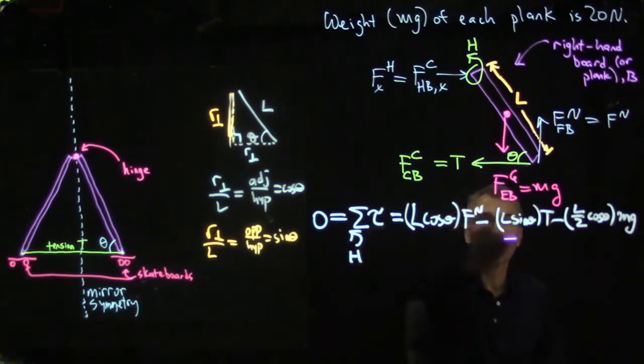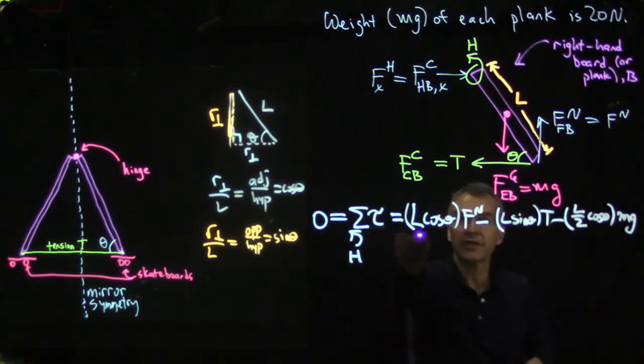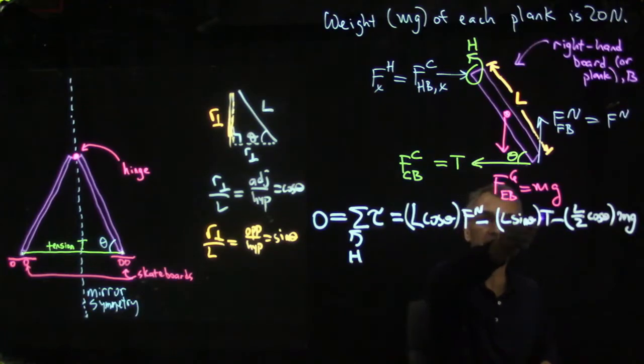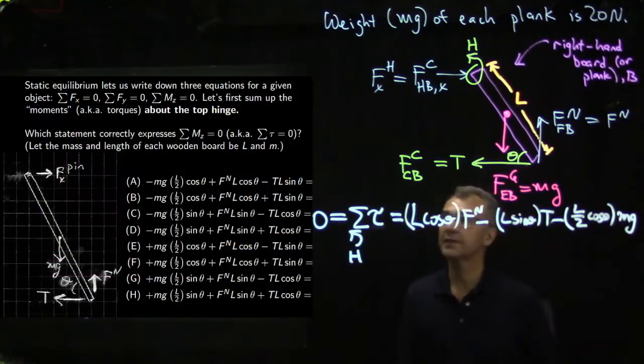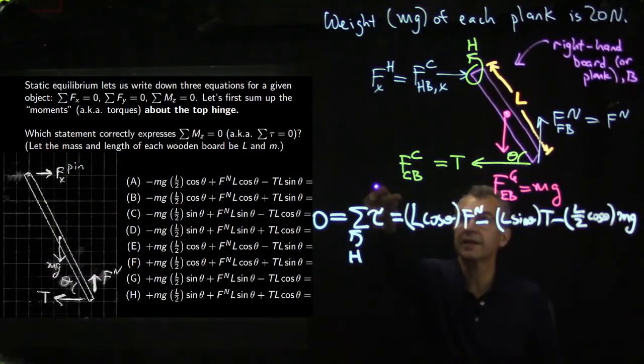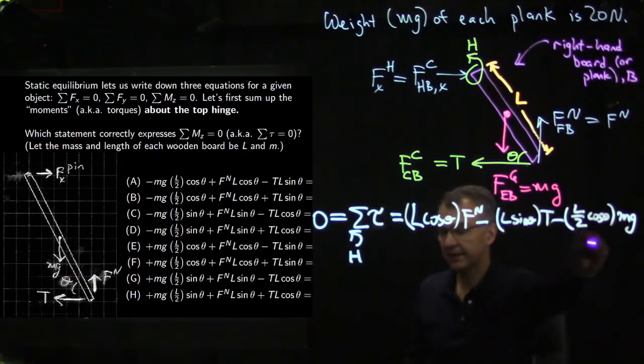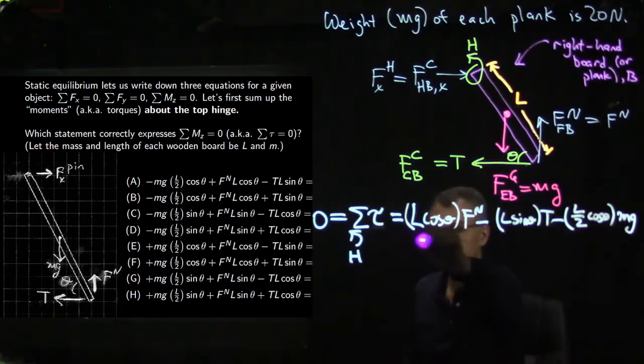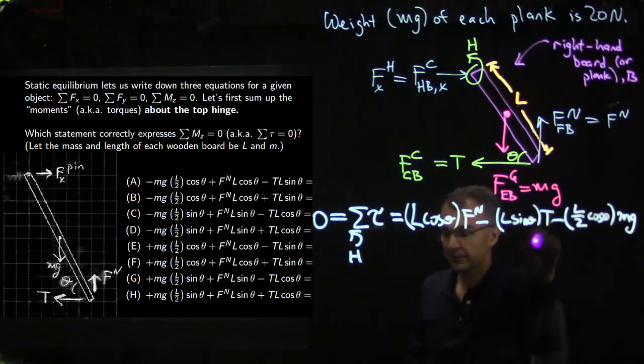So here's our torque equation. 0 equals L cosine theta F normal minus L sine theta tension minus L over 2 cosine theta mg. So I think that turns out to be answer A, alpha over here: minus mg L over 2 cosine theta plus F normal L cosine theta minus L T sine theta equals 0.